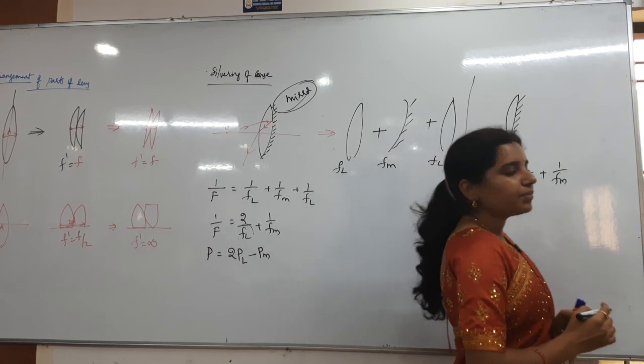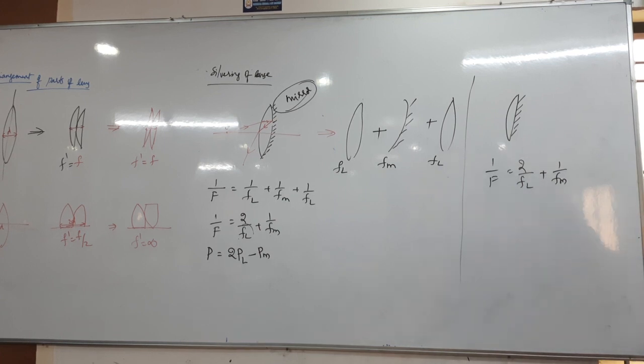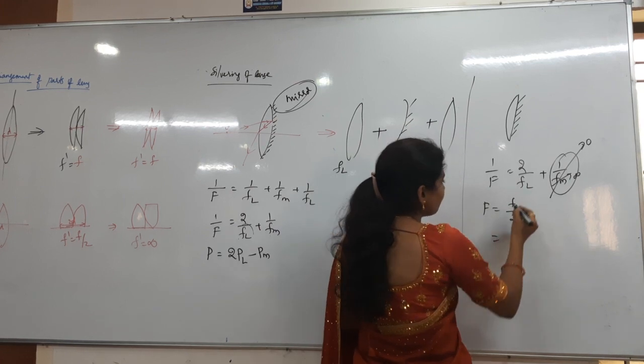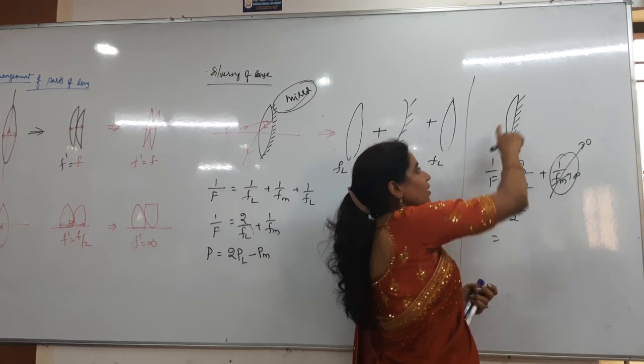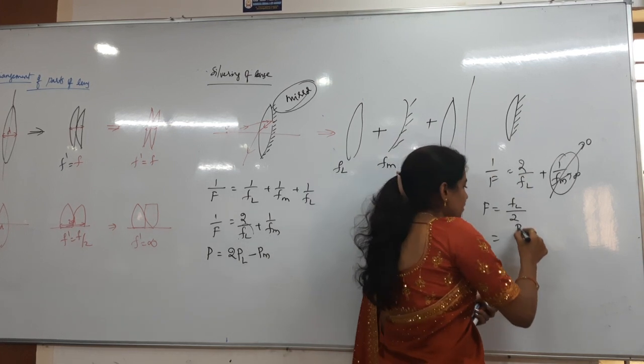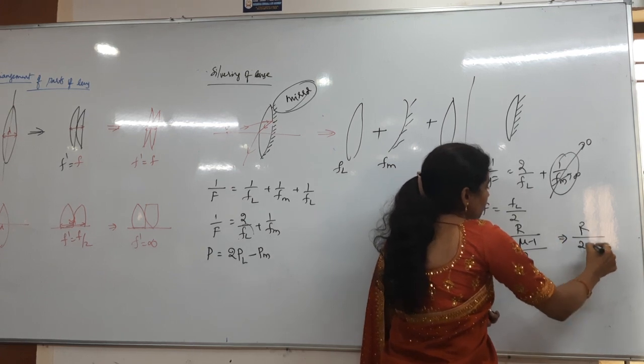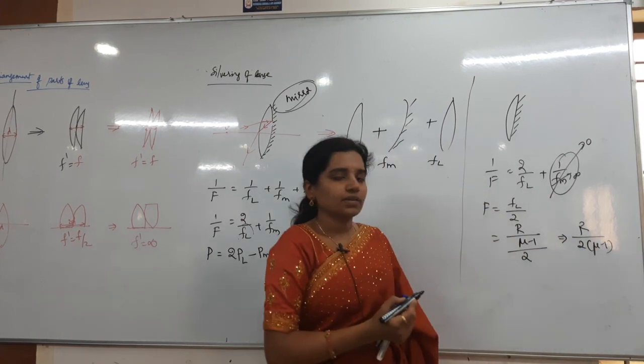What is the focal length of the plane mirror? Radius of the plane mirror is how much? Infinity. Radius of the plane is infinity. Radius is infinity means focal length also how much? Infinity only. Why? Because F is equal to R by 2. So if F is infinity, nothing but 1 by infinity becomes how much? 0. Then 1 by F is equal to 2 by FL or F is equal to FL by 2. FL formula is what for the plano-convex lens? R by mu minus 1. Then it becomes R by 2(mu minus 1). That is the focal length.